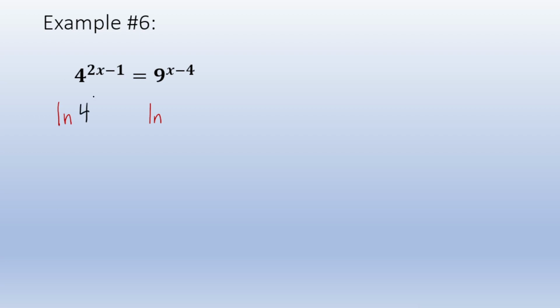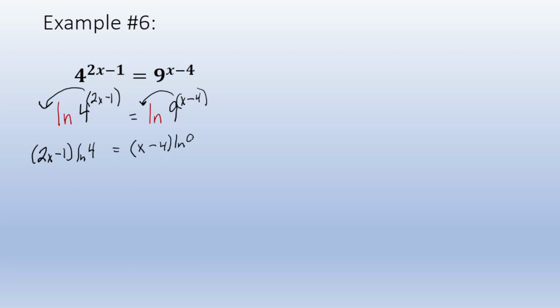We have natural log of 4 to the 2x minus 1 power equals the natural log of 9 to the x minus 4 power. Then we apply the power property, and here we'll apply it to both sides of the equation. So we take the entire exponent in front of the logarithm. That gives us 2x minus 1 times the natural log of 4 equals x minus 4 times the natural log of 9. Now at this point, we're trying to get x by itself. We have it on both sides of the equation.